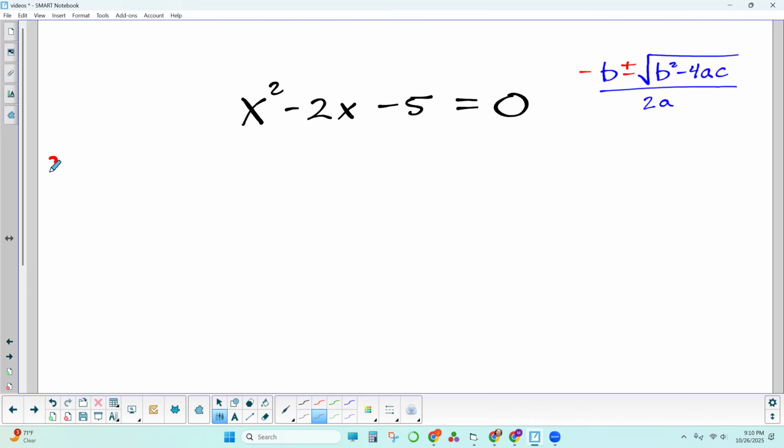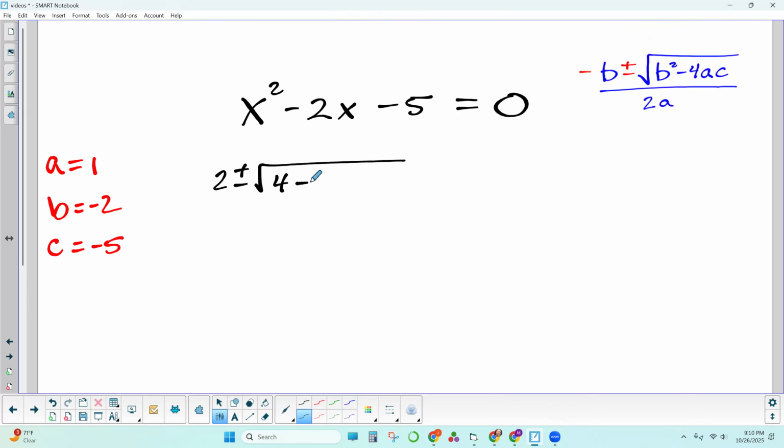So a is 1, b is negative 2, and c is -5. All right. So now I'm going to go ahead and substitute in. So negative b, well, b is already negative, so that's going to be a positive, plus or minus the square root of b squared minus 4ac all over 2a. Again, a is just 1.